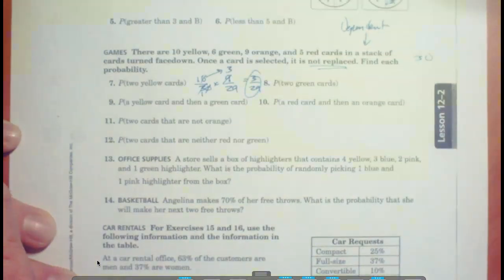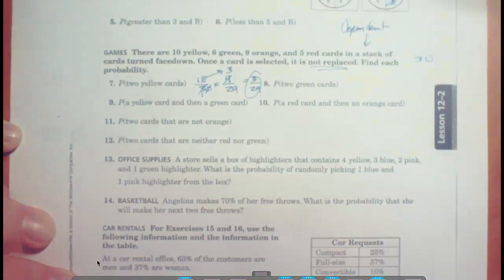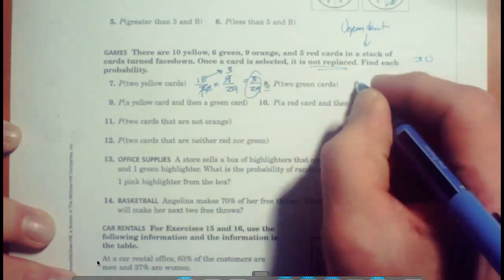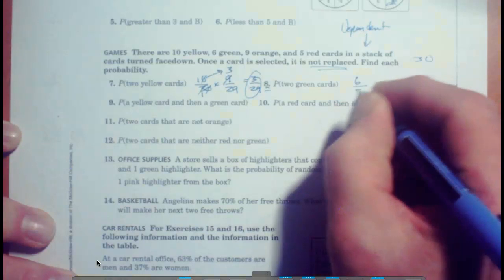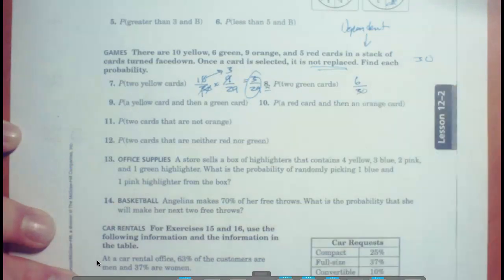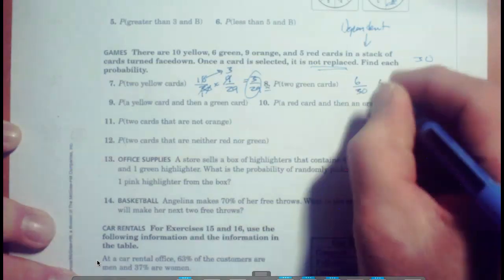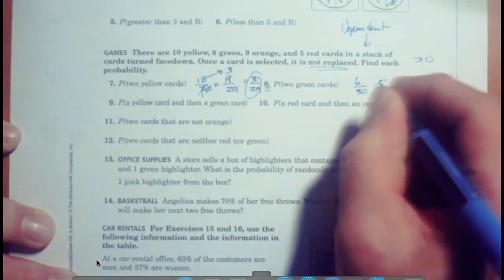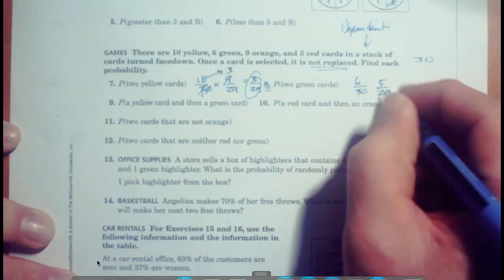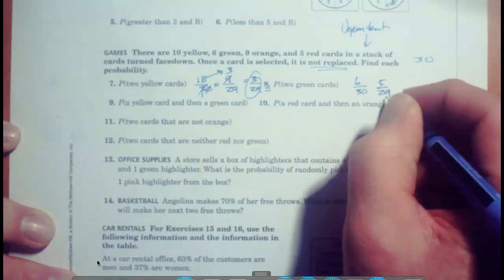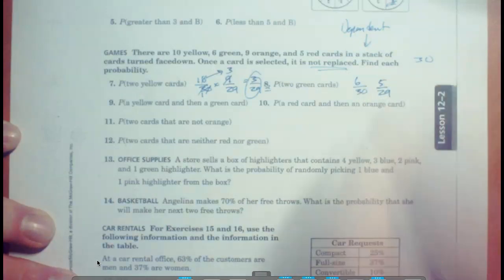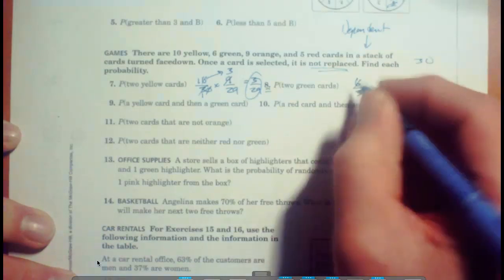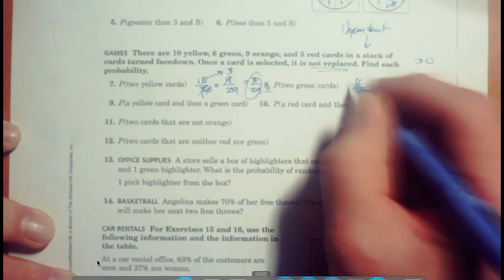All right. How about 6 green? How about number 8 with the 2 greens in a row? So we have 6 greens out of 30. And then the next time there will be 5, and we have to assume that the green is picked. That's why that's a 5. And then, of course, there's 1 less because it's not being replaced, so it's 29. Well, I'm just going to rewrite this. Instead of 6/30, let's just reduce that fraction right away and call this 1/5.